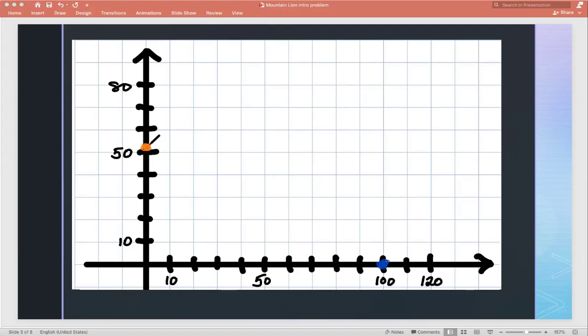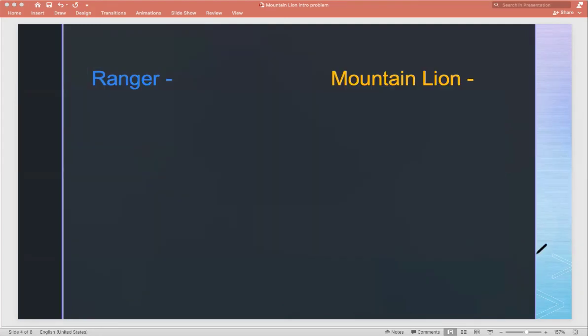The x equation is going to represent either the mountain lion or the ranger's horizontal motion going east-west. And the y equation is going to represent the mountain lion or the ranger's motion vertically, north-south. So let's start piecing those together. Let's start with the ranger's equations.